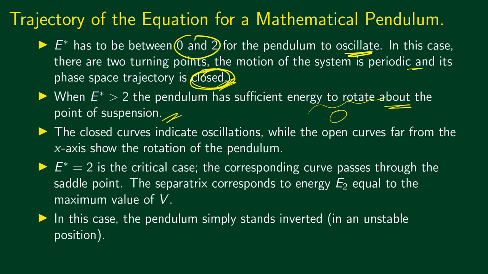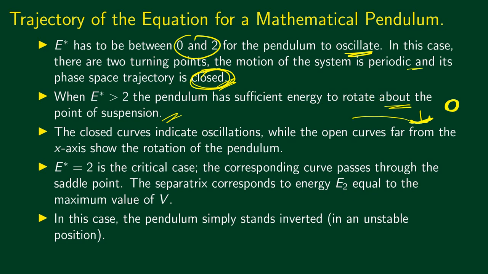In real space, a closed trajectory means oscillation, and the corresponding phase space trajectory is closed. A rotating pendulum is an open trajectory in real space, and the corresponding phase space trajectory is open.